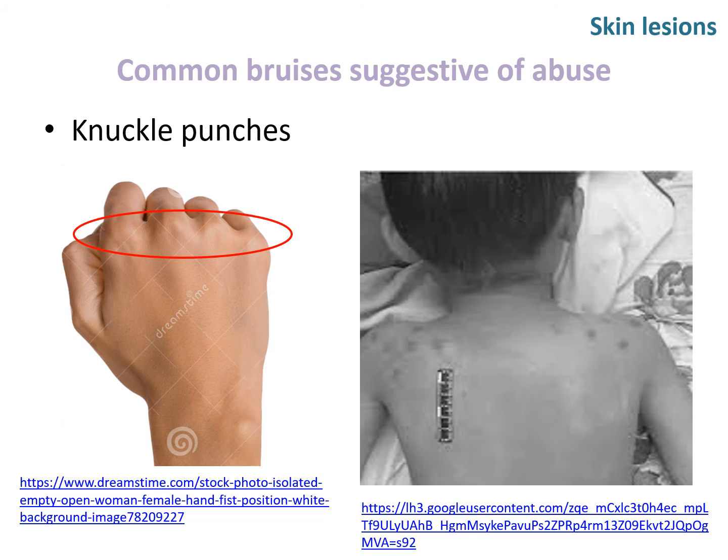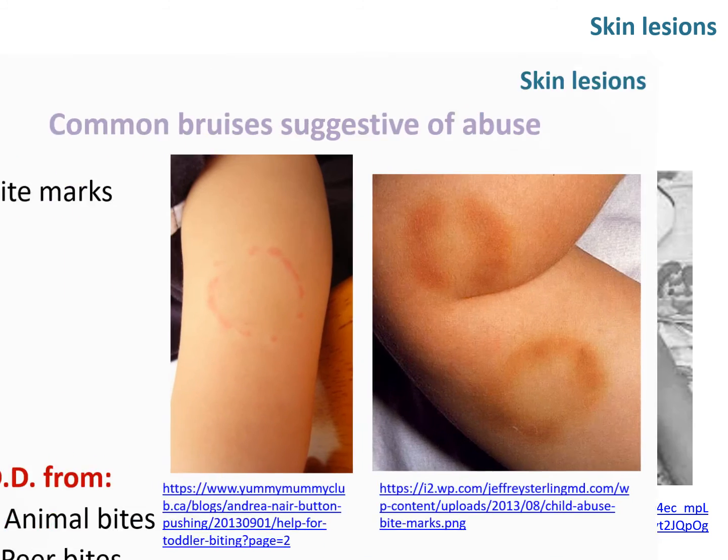These bruises are commonly found on the back, especially over the spine and the pony area. Sometimes they are present on the facial bone. So this is caused by boxing the child or giving him a punch with the knuckle.